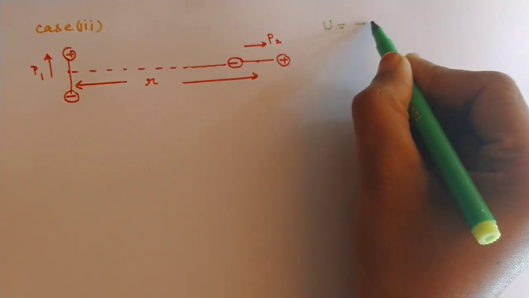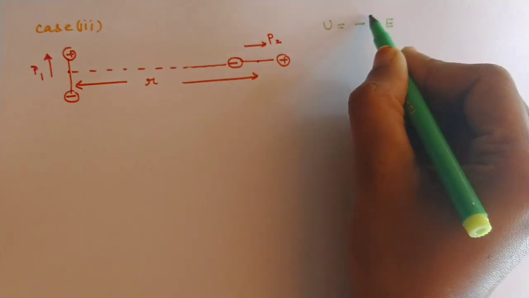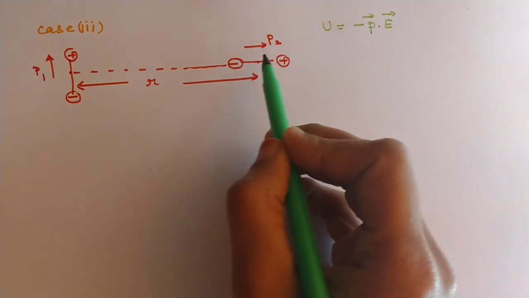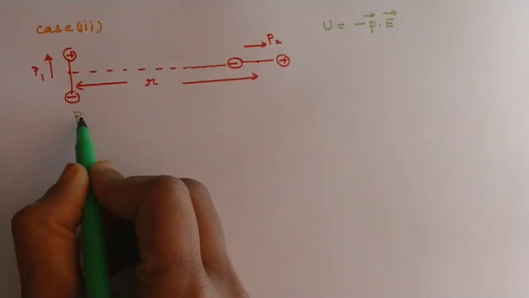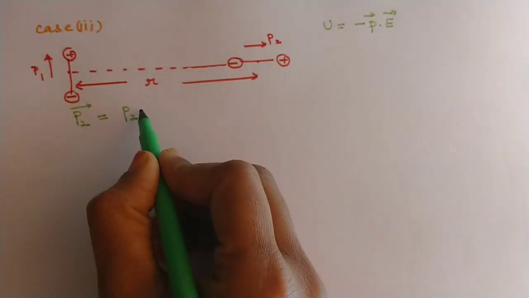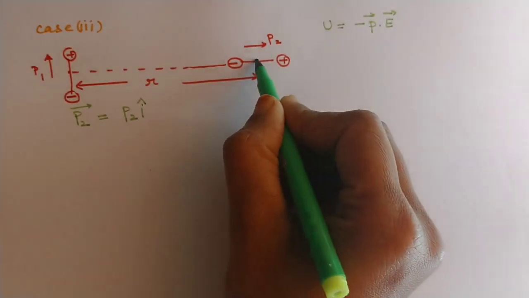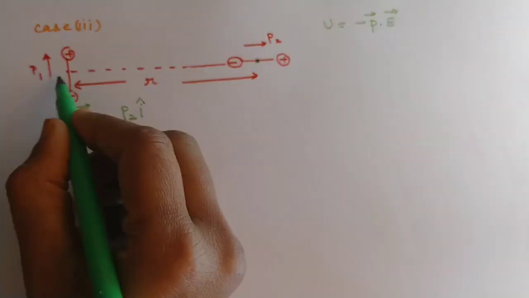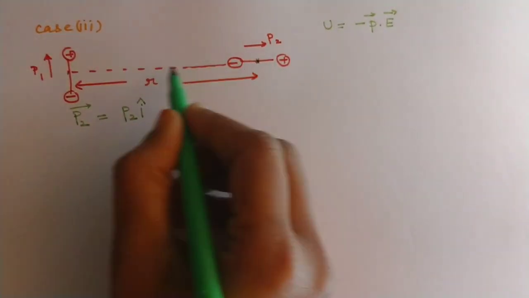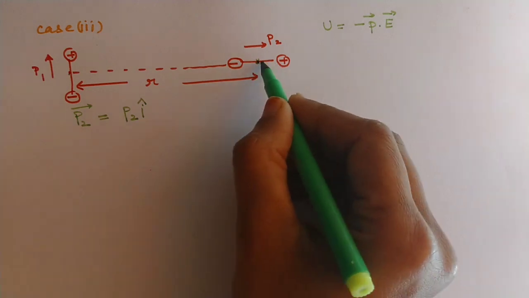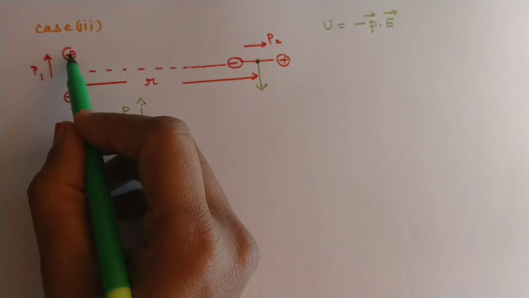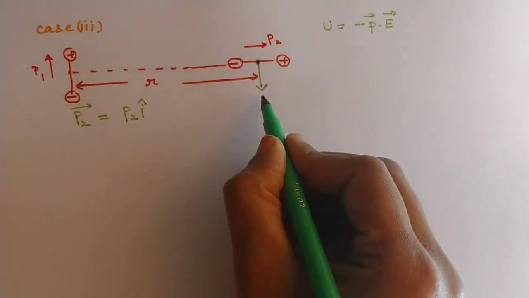So we know the potential energy of a dipole is minus P into E. So we need to find the dipole moment. We already have the dipole moment P2. Vector, magnitude is P2, direction is along i cap. Now at this point I need the field produced by the first dipole. For this dipole, this is the equatorial line. So the field will act in the downward direction, because the dipole moment is upward, so the electric field will be downward.